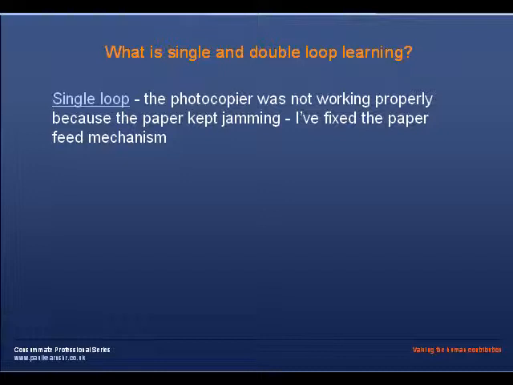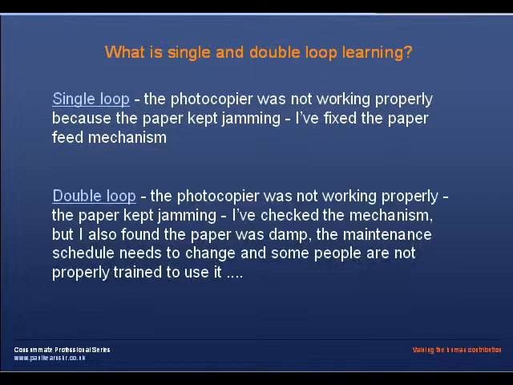And if it kept breaking down, maybe this would be your first choice every time. This is single loop. It tends to go round and round again, just looking at the same problem from the same angle. Double loop learning looks at all the possible causes of the problem. So the photocopier was not working properly, and it's the paper that keeps jamming. But you check the mechanism, and you also find out the paper's damp because it's stored in the wrong place. And the maintenance schedule needs to change because it should have been checked sooner. And some people are not properly trained to use it, and so on.